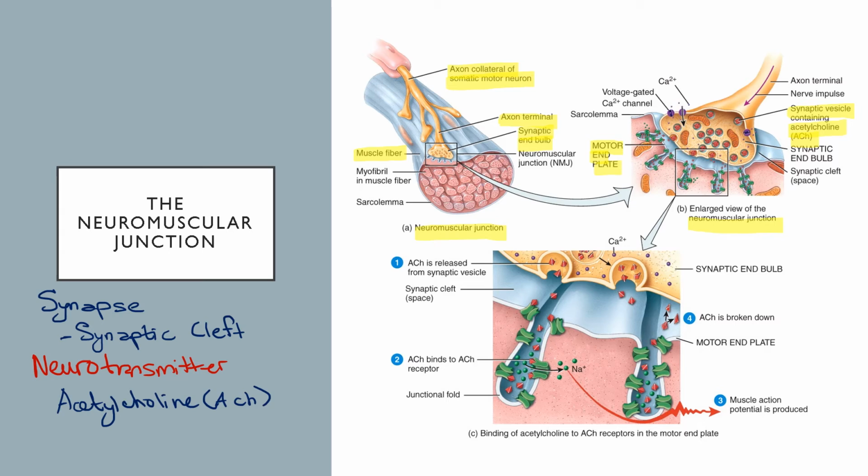Now within each motor end plate, we can see in this bottom picture here, there are going to be about 30 to 40 million acetylcholine receptors. They're going to be these little green receptors here. These are acetylcholine receptors. This is an integral membrane protein, and this is where acetylcholine is going to very specifically bind.